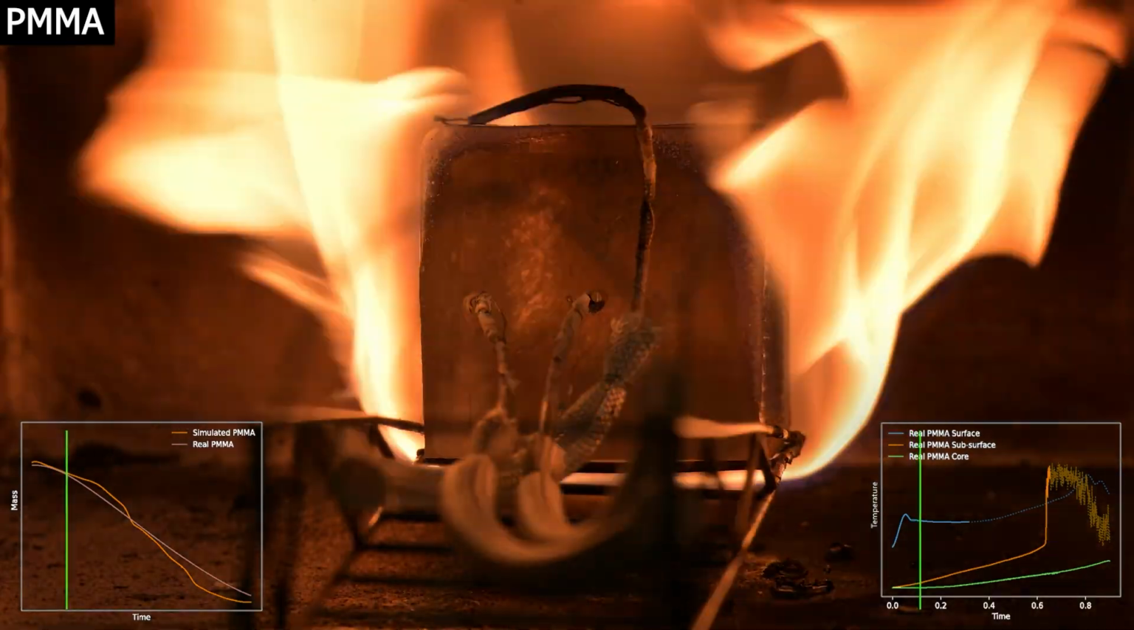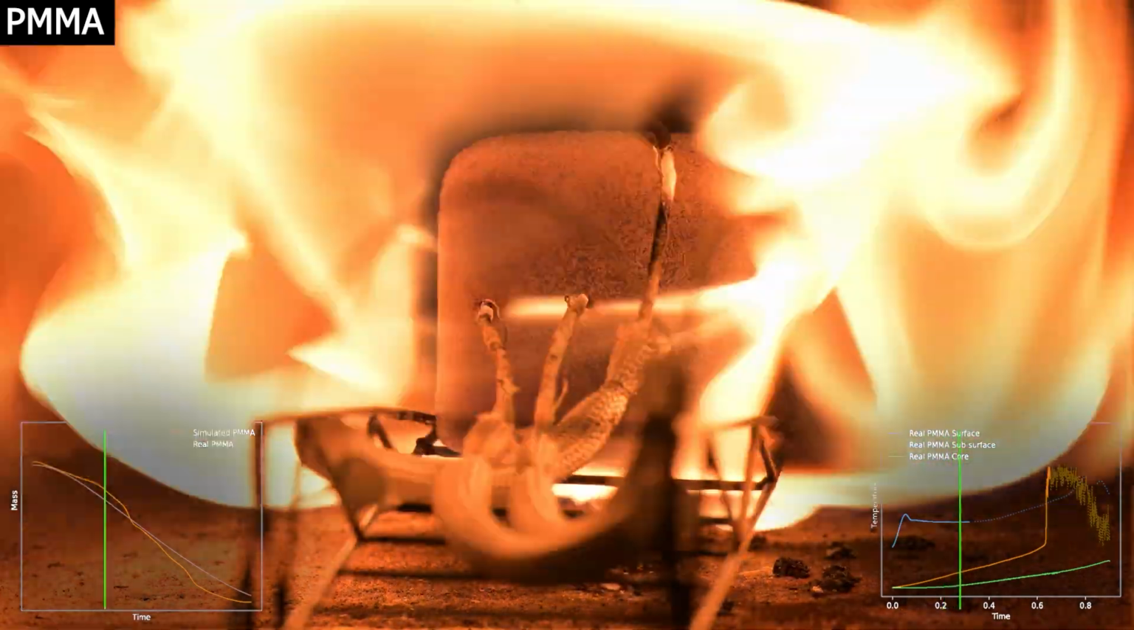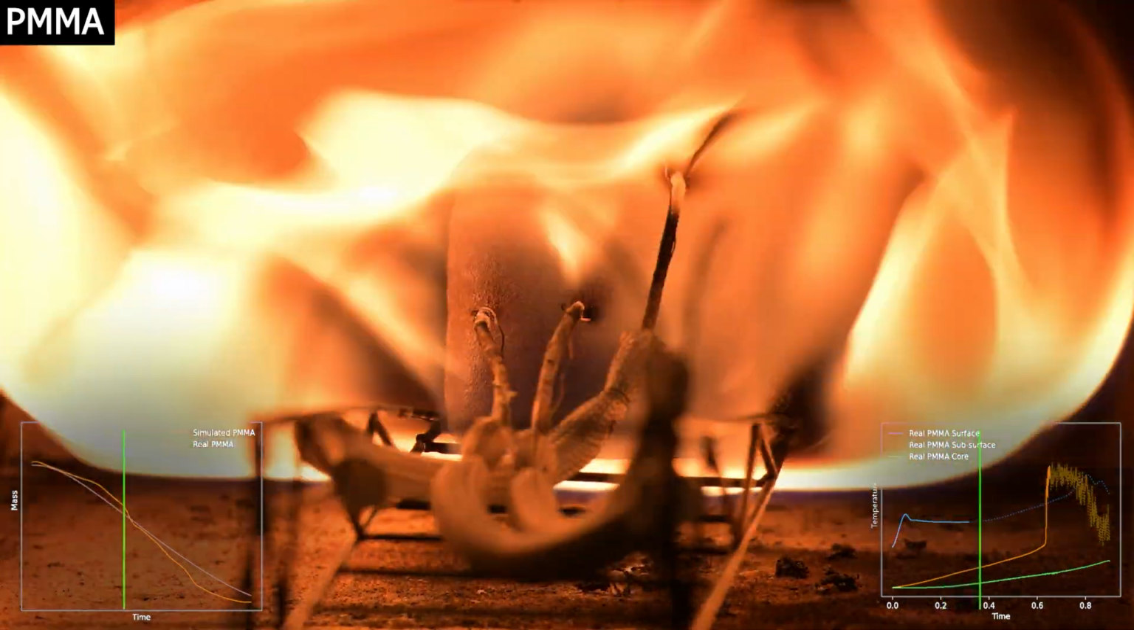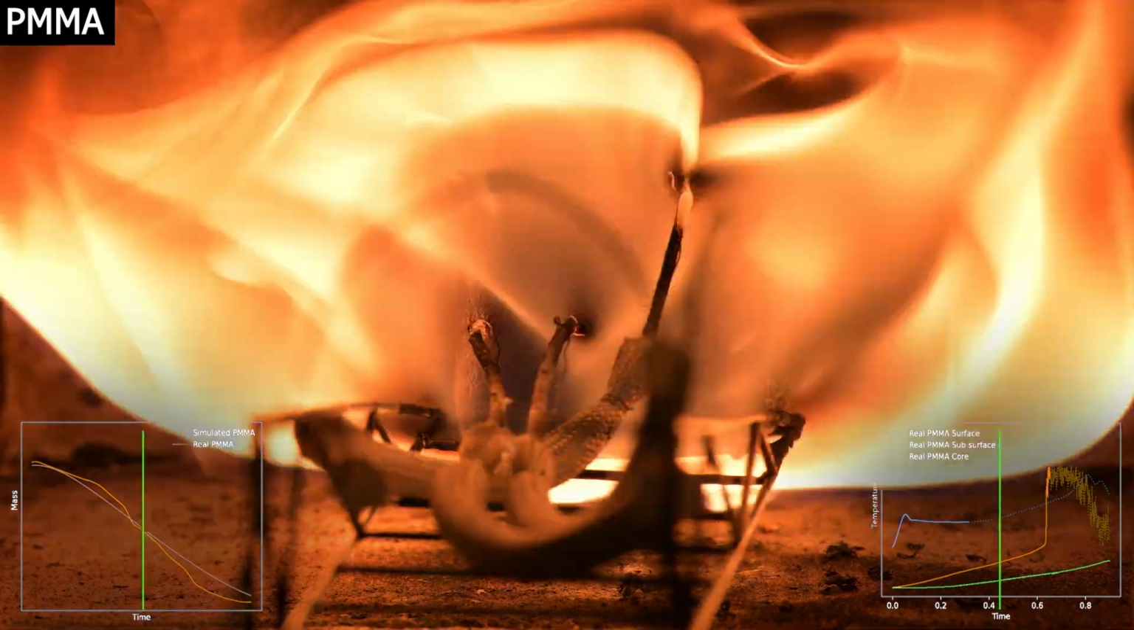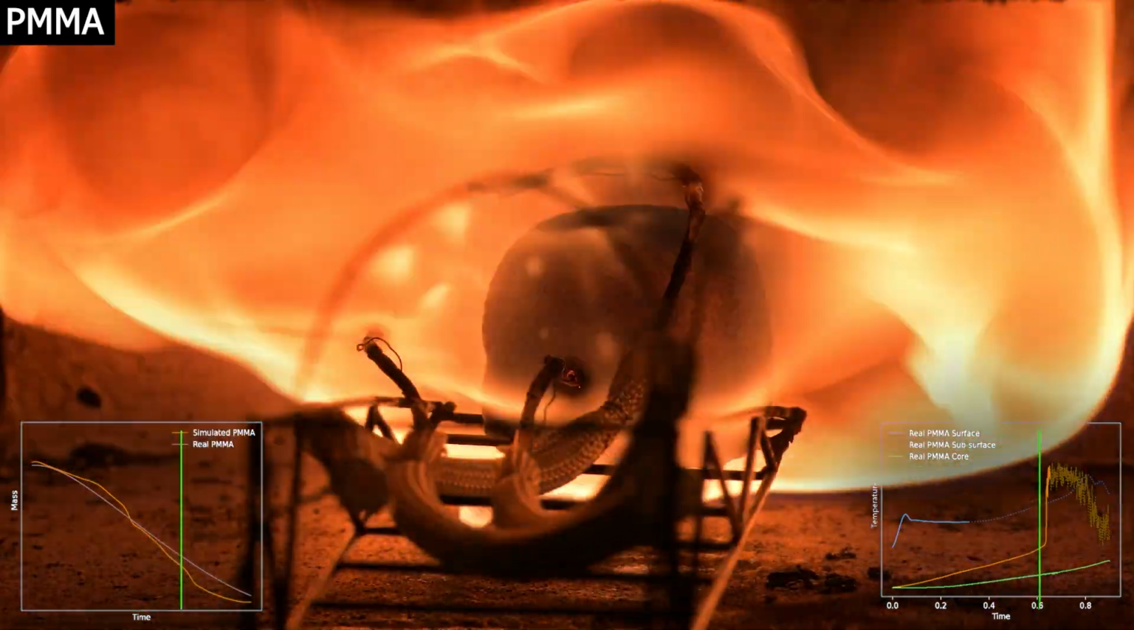In sharp contrast, the non-charring PMA sustains its high combustion rate over the complete combustion process without slowing down. The graph on the left shows the measured and the simulated mass. Our simulator can accurately capture the behavior of the charring and the non-charring material.